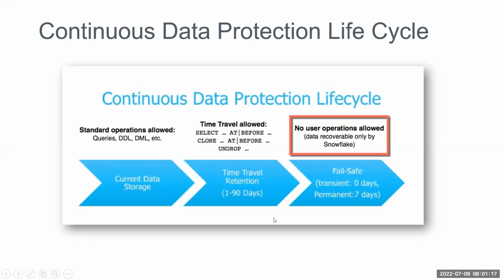We still have another feature called failsafe. Once your retention period is over, Snowflake is offering another 7 days of a period where you can retrieve the deleted data or dropped objects. But here the constraint is we cannot do any operations, we cannot view that data, we cannot restore that data, but we have to contact Snowflake support. Then they will help us in restoring those objects. So this is the way the data will be protected up to a certain period of time in Snowflake.